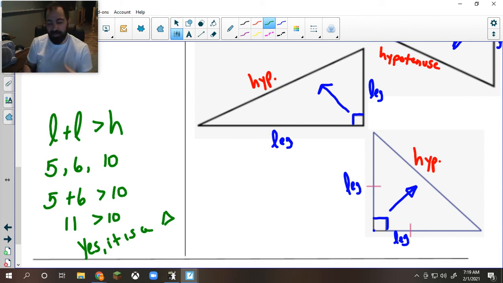If you have three sides of a triangle, the sum of the two shorter sides, so the legs, has to be greater than the hypotenuse, the third side. I know it would work for all three sides as well. I could switch it up. 6 plus 10 is greater than 5. 5 plus 10 is greater than 6. And if that's true, you're going to have a triangle. But if you have it like this, with the hypotenuse, leg plus leg greater than H, you're going to have a triangle. That's it for page 1 of our notes.